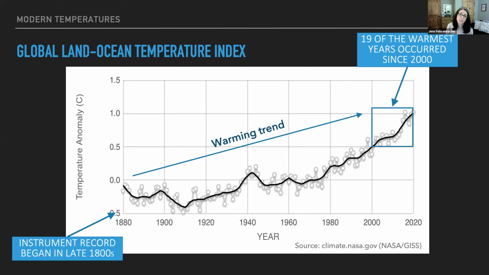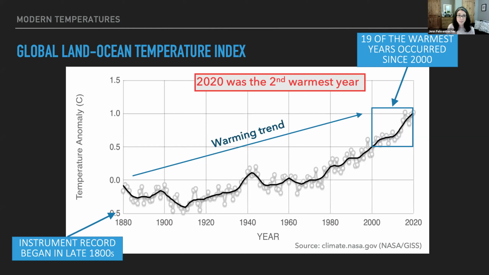Nineteen of the warmest years since we've been taking the temperature of the planet have occurred in the last 20 years, 19 in the last 20 years. The only year warmer is this little dot right here, which is 1998, which happened to be an El Nino year, and it was very warm for that reason. So we have this warming trend over the last 140 years or so.